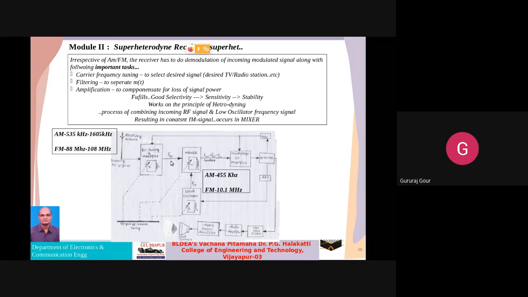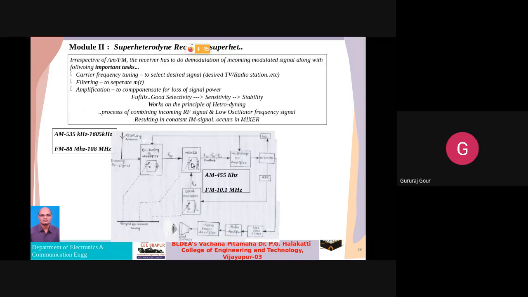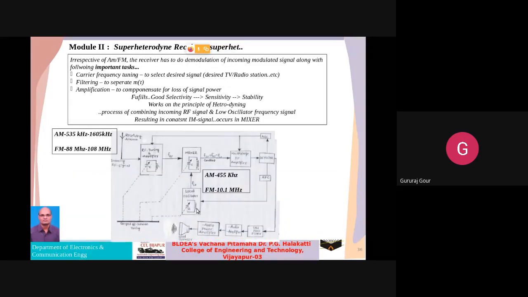Here we will be getting the RF signal in terms of FM, which will be mixed with a locally generated oscillating signal, which are properly gang tuned. Their capacitors are gang tuned. Now the local oscillator signal will be different from what we used before. Now it will be 10.1 MHz. For AM the IF signal is 455 kHz, but now it is the FM signal we are dealing with, so the local oscillator signal will be 10.1 MHz.